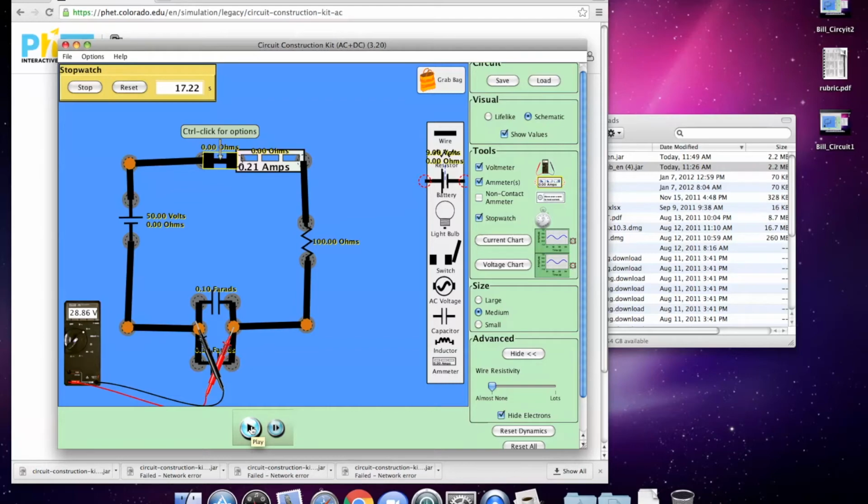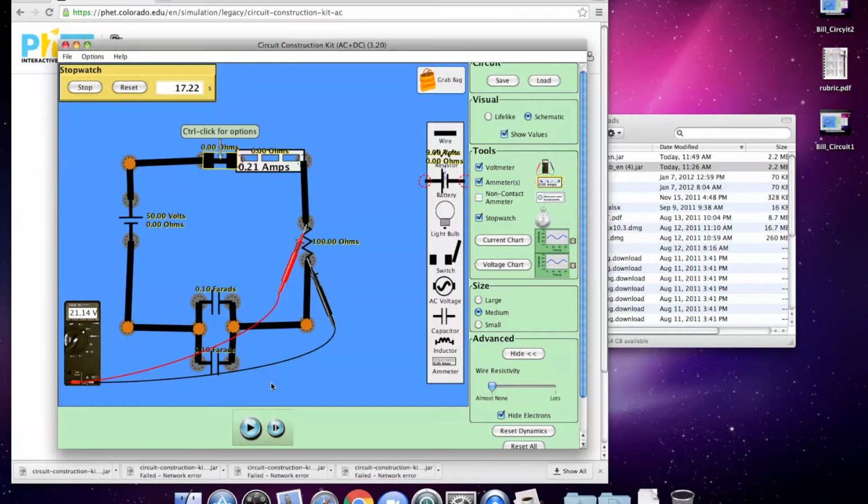So for your report, you should note that at 17.22 seconds, I have a current of 0.21 amps. I have a voltage across the capacitors of 28.66 volts. That's how much they have received to charge with. And I have the remainder of the voltage being across the resistor. So let's quickly check that. It is 21.14 volts.